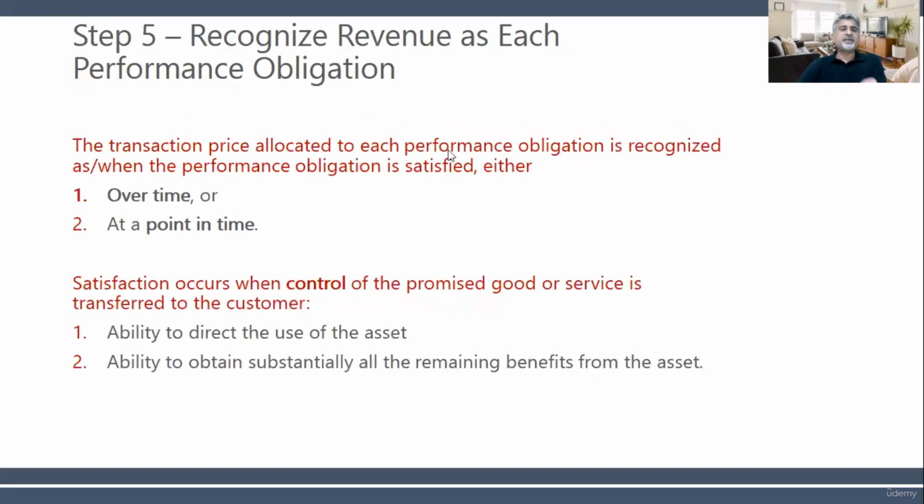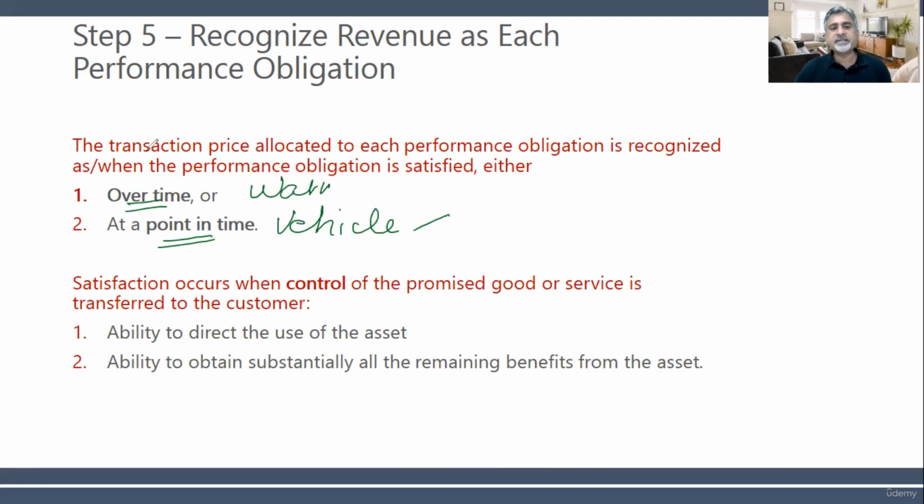Step 5 is recognize the revenue as the performance obligations are met, and performance obligations can be met over a point in time, like delivery of the vehicle. When you give the keys, when you hand over the car, you can recognize the revenue. It could be over time, like the warranty case. So as you provide the services every year, you can still recognize the revenue.